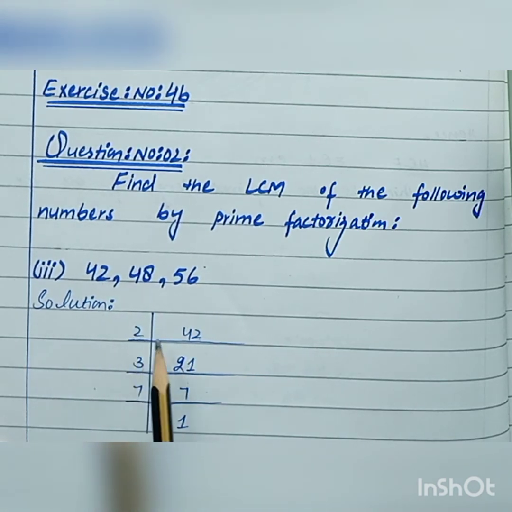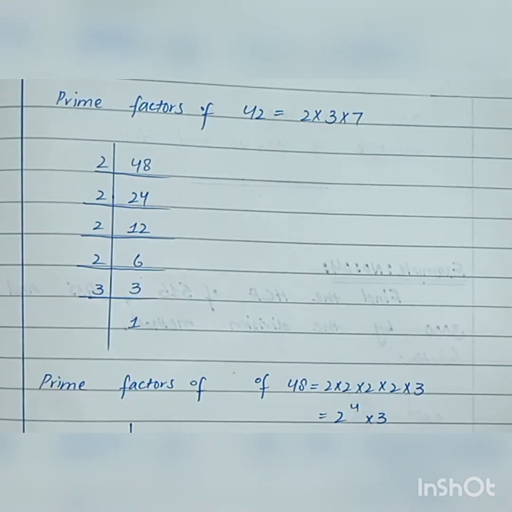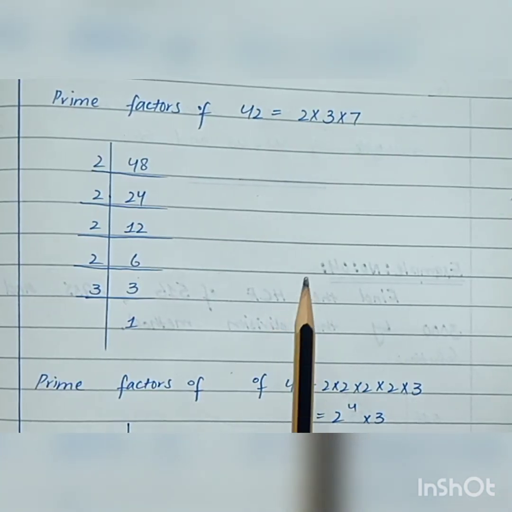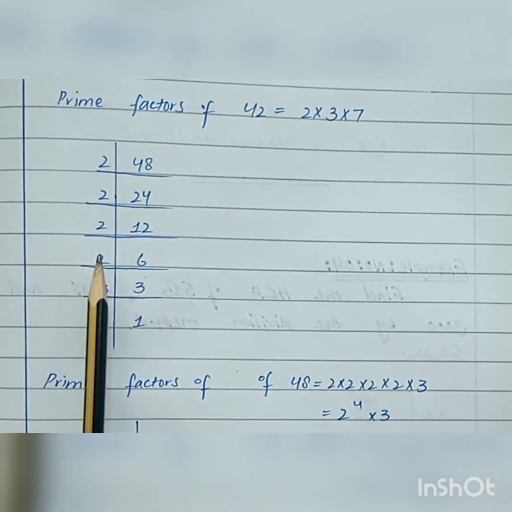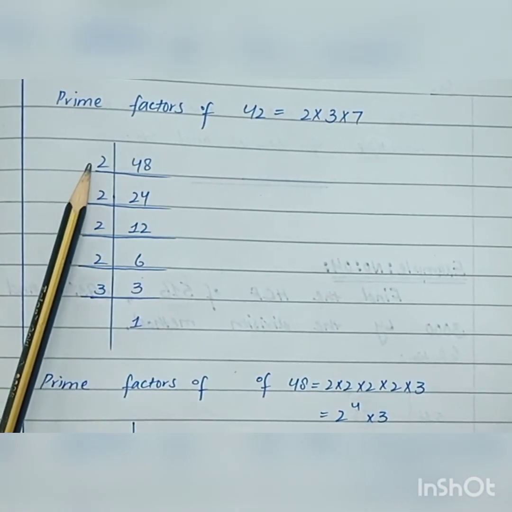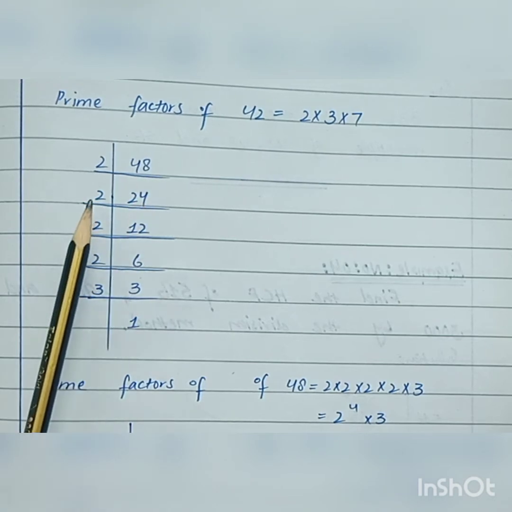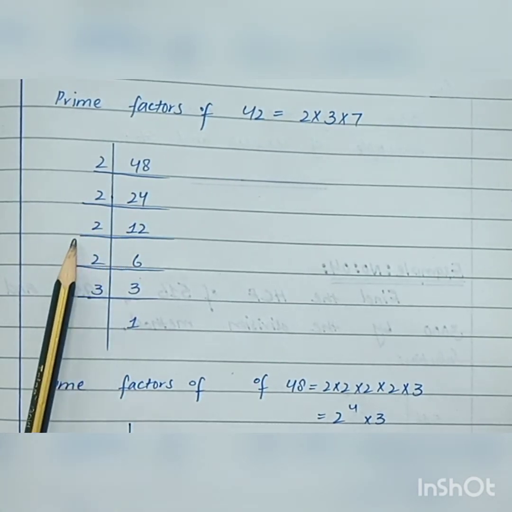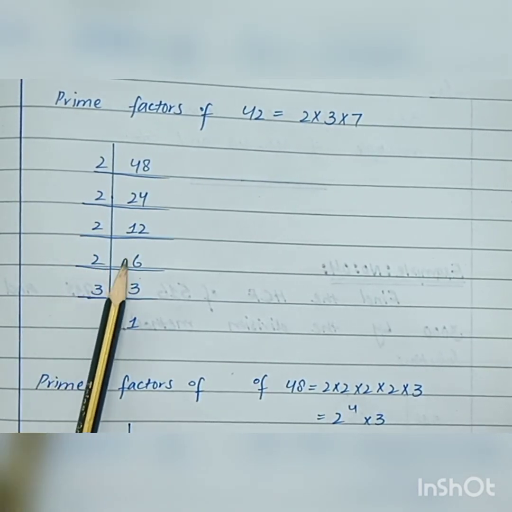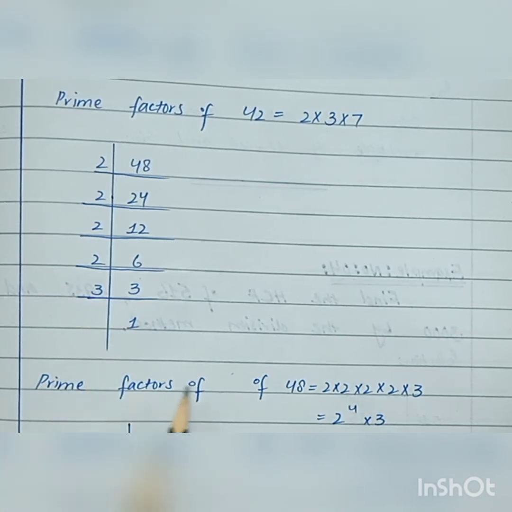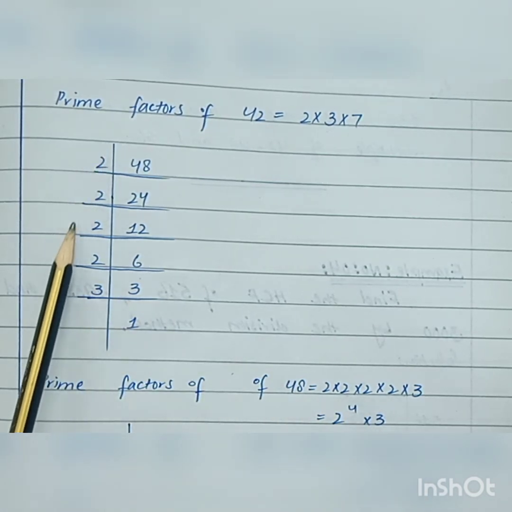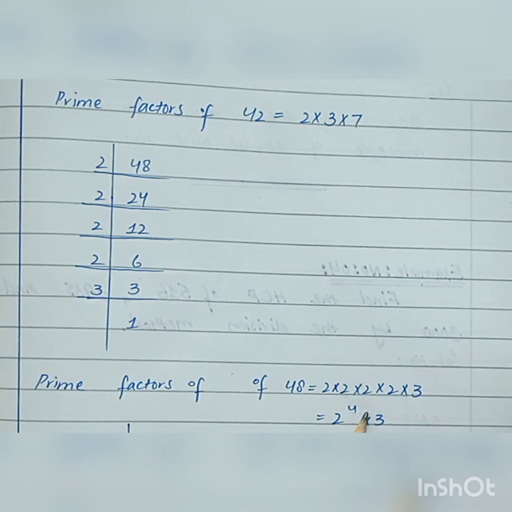The smallest prime number is 2, 2 2s are 4 and 2 1s are 2. The next prime number which divides 21 is 3, 3 7s are 21, 7 1s are 7. The prime factors of 42 are 2 into 3 into 7. Next, find the prime factors of 48. Start again with the smallest prime number 2. 2 2s are 4, 2 4s are 8, 2 1s are 2, 2 6s are 12, 2 3s are 6 and 3 1s are 3. These are the prime factors of 48. 2 is being multiplied 4 times, so 2 raised to power 4, and 3 again 3.